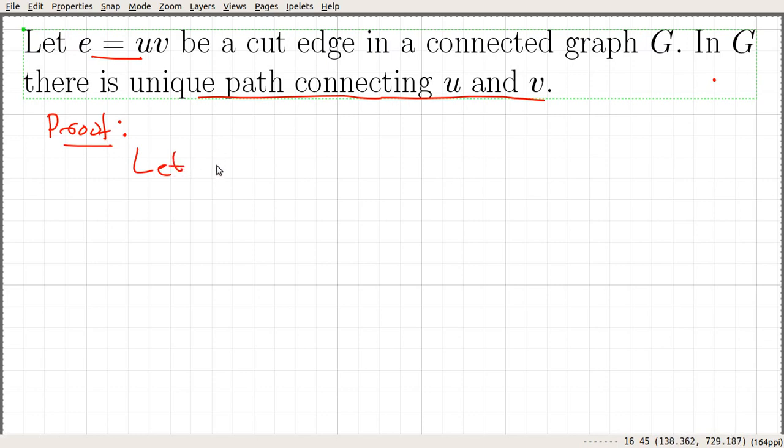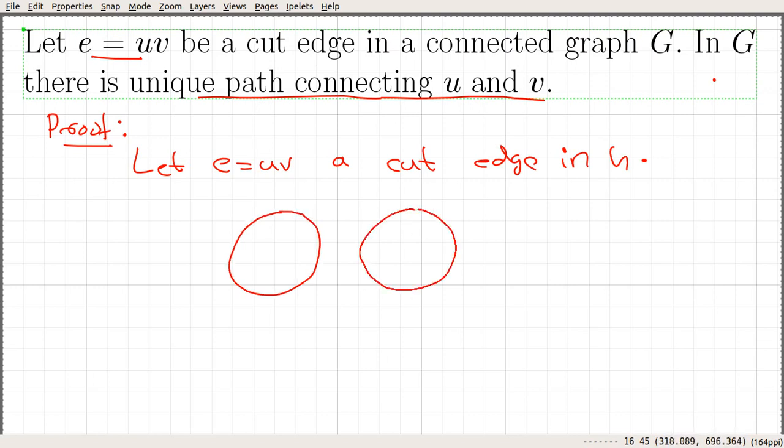Okay, so let E equal to UV be a cut edge in G. So our graph G might look something like this. We have these two components, and these components are connected by this cut edge or bridge. And the vertices are U and V, and this is our edge E.